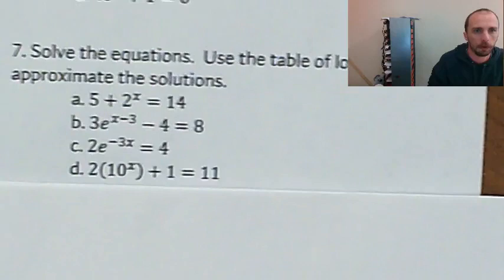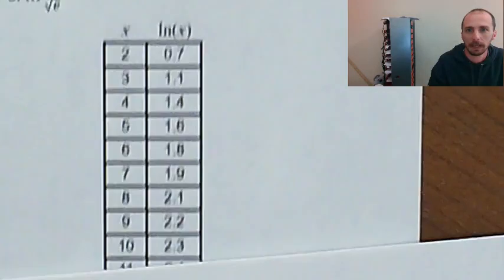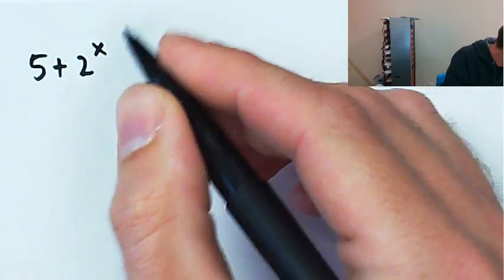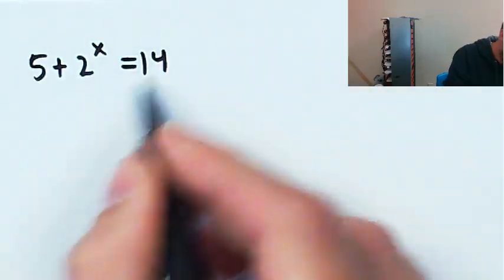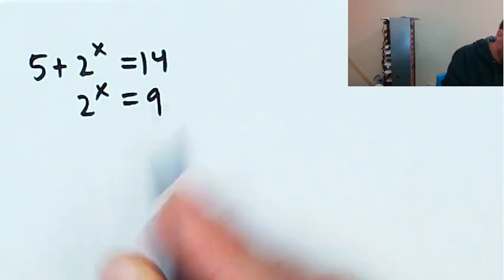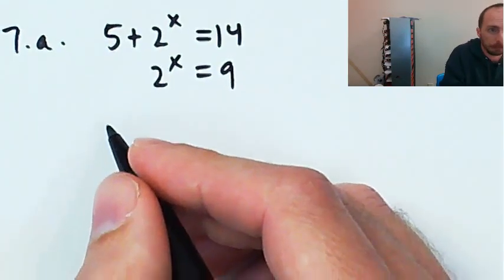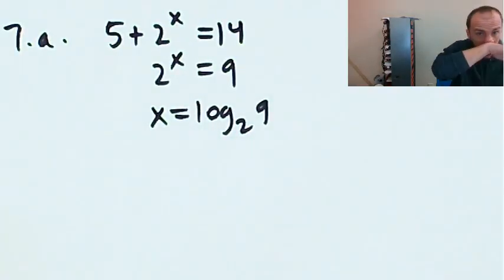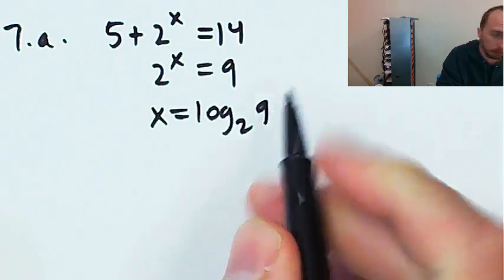All right, now the next thing is solve the equations and use the log table down here to approximate the solution. Let's zoom out by one level. I think I'm just going to copy these problems. All right, 7a is 5 plus 2 to the x equals 14. Okay, so I'm going to subtract 5 from both sides. Take a log with base 2 of both sides. And then, okay, that's an exact solution.